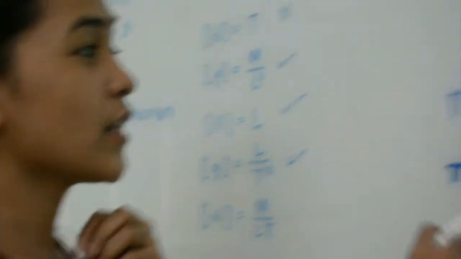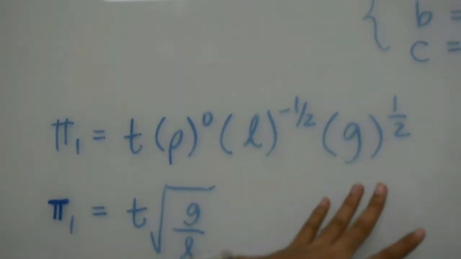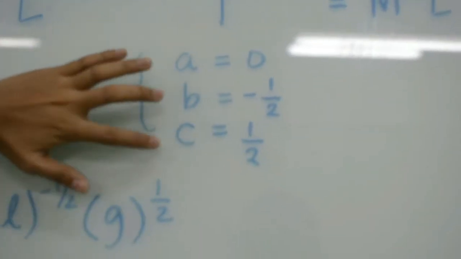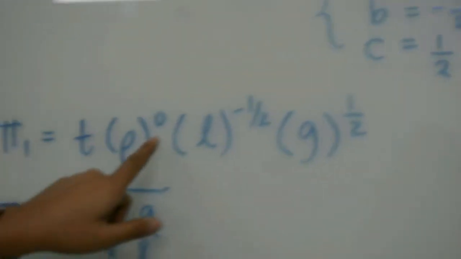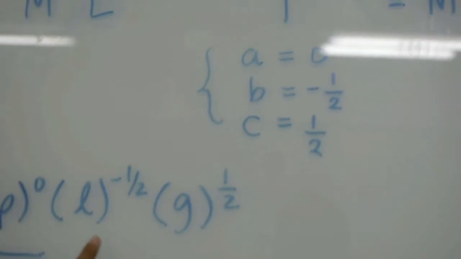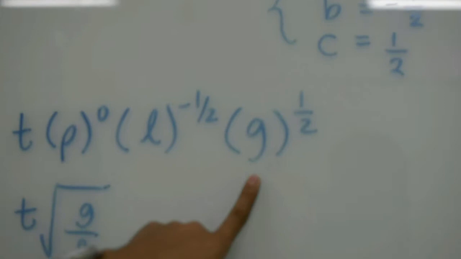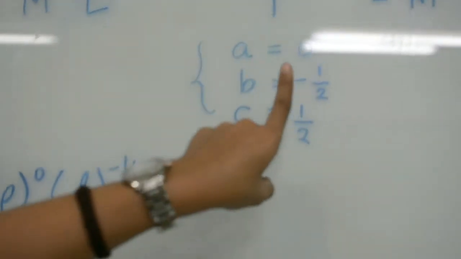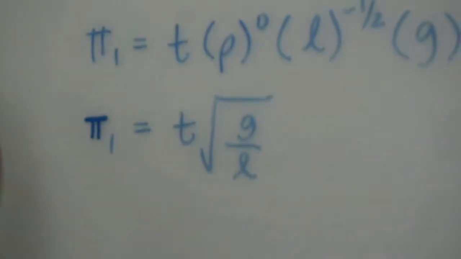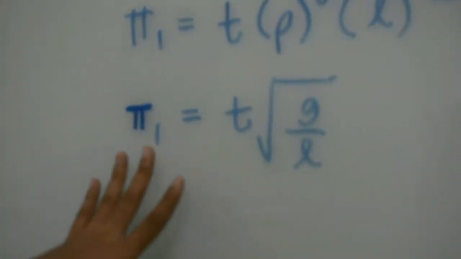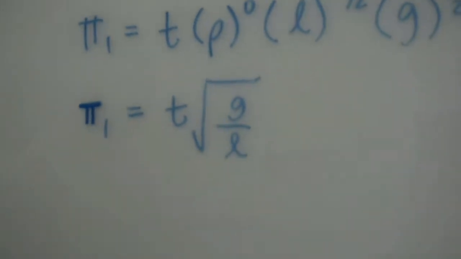So next, isulat ni mo baning ni mong original variables, the t, rho, l, and the g. So gamit so na nakuha ni mo na mga exponents, buka ni mo siya din sa imong original variables. So imong rho is equal to raised to the 0, l raised to the b, which is equal to negative 1 half, then g raised to the c, which is 1 half. Simplifying, so, makuha na to is pi 1 is equal to t square root of g over l.